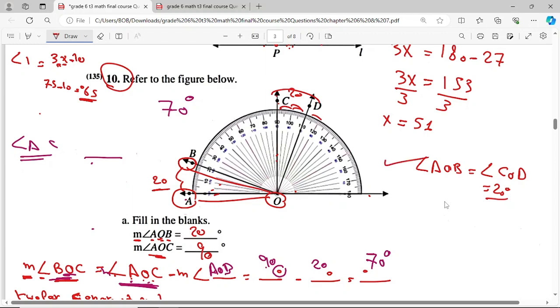What other angle do I have here? Okay, I have AOC. This is 90 degrees. Is there any other angle? This one, we said it's 70, right? And this is 20. That means this angle also is 90. So that means angle AOC would be equal to angle POD, which is equal to 90 degrees.